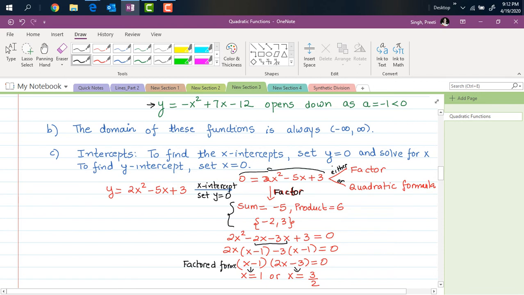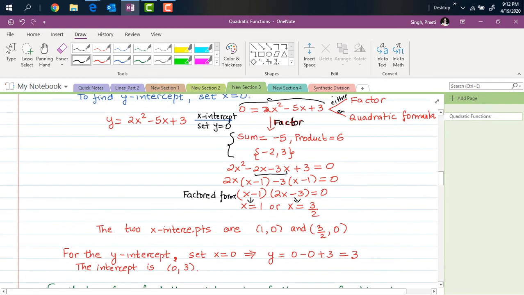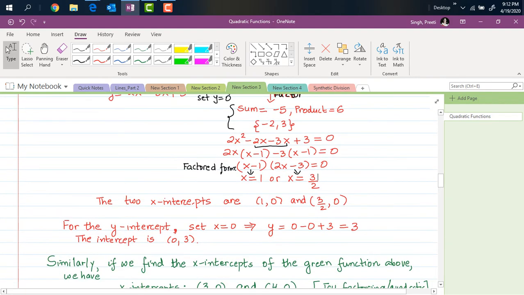So these are my two x-intercepts. X-intercepts are where my parabola crosses the x-axis. The two x-intercepts are (1, 0) and (3/2, 0). The y-intercept, as already discussed, is (0, 3).